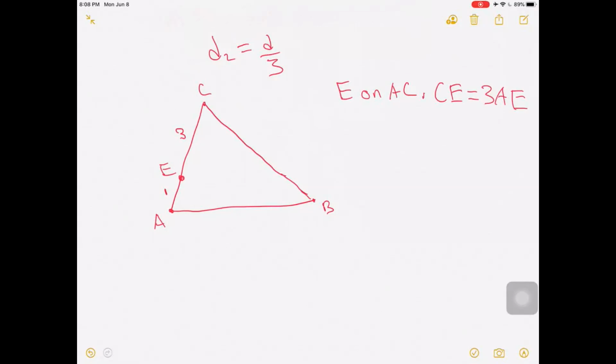And then it tells us F is on AB. All right, F is on AB such that BF is equal to 3 times AF. So basically F is going to be somewhere here with a 1 to 3 ratio.